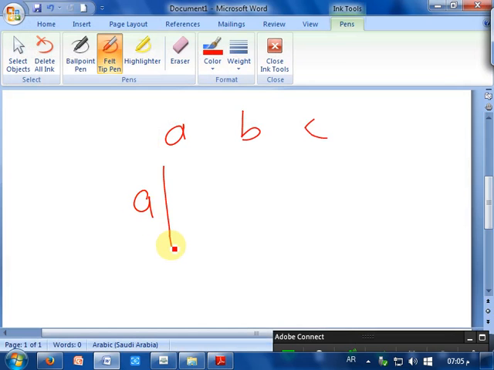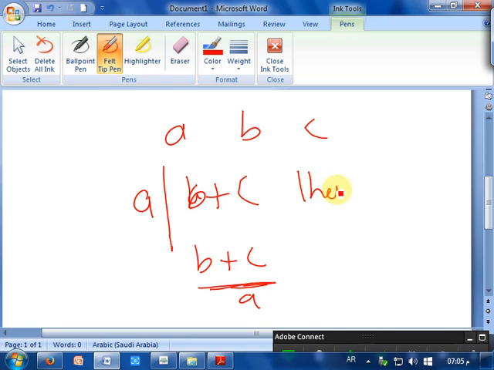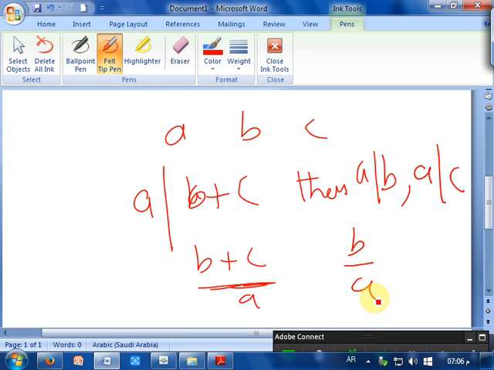It says that A divides B plus C. What does it mean? It means B plus C divided by A is true, and you will divide it perfectly. Then it says A divides B and A divides C. It means B divided by A is true and C divided by A is also true.